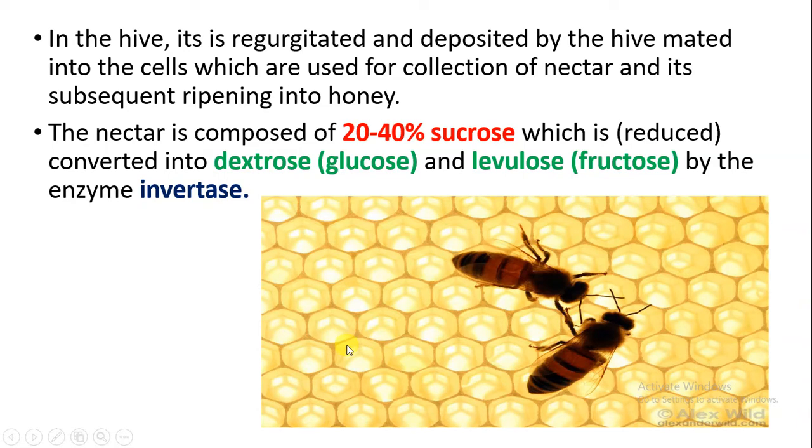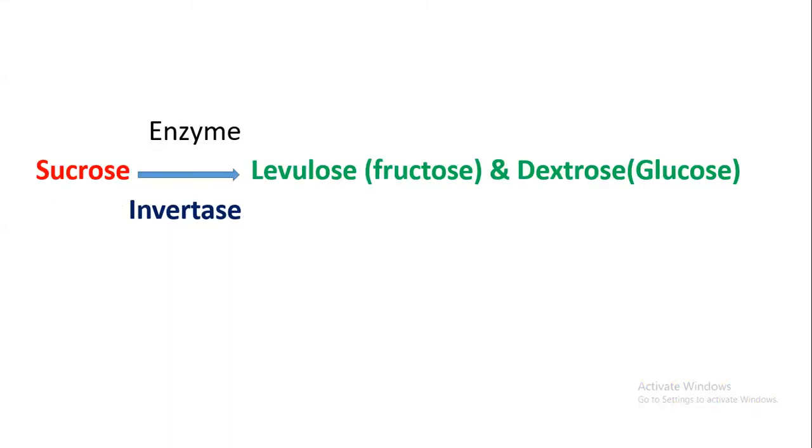The nectar that was collected and brought contains about 20 to 40% sucrose, and as soon as it mixes with the invertase enzyme, the sucrose is going to convert into dextrose, that is glucose, and levulose, that is fructose, by the help of only the invertase enzyme. The nectar had sucrose, but by the help of invertase it is converted into levulose and dextrose. This is the chemical reaction by which nectar gets converted into honey.